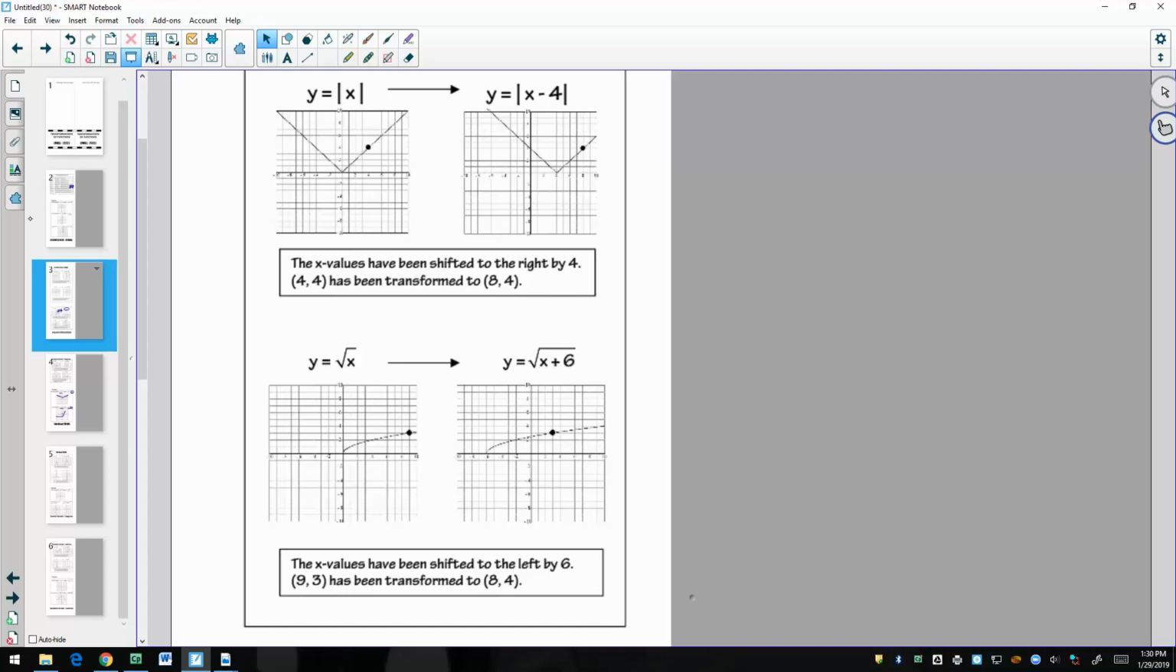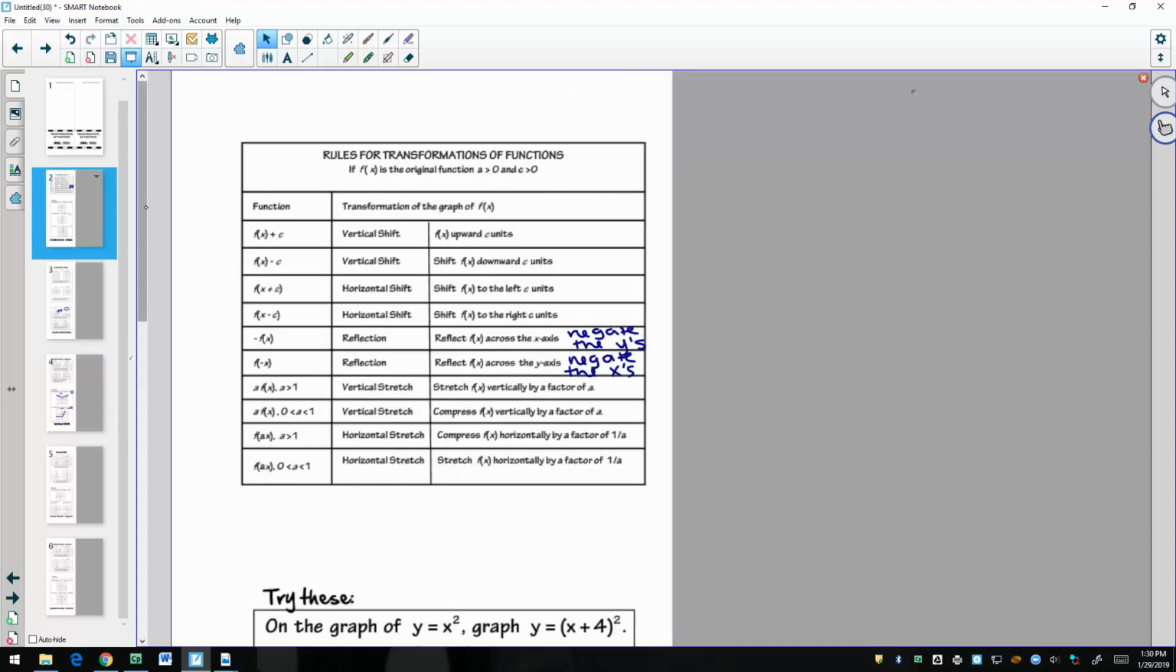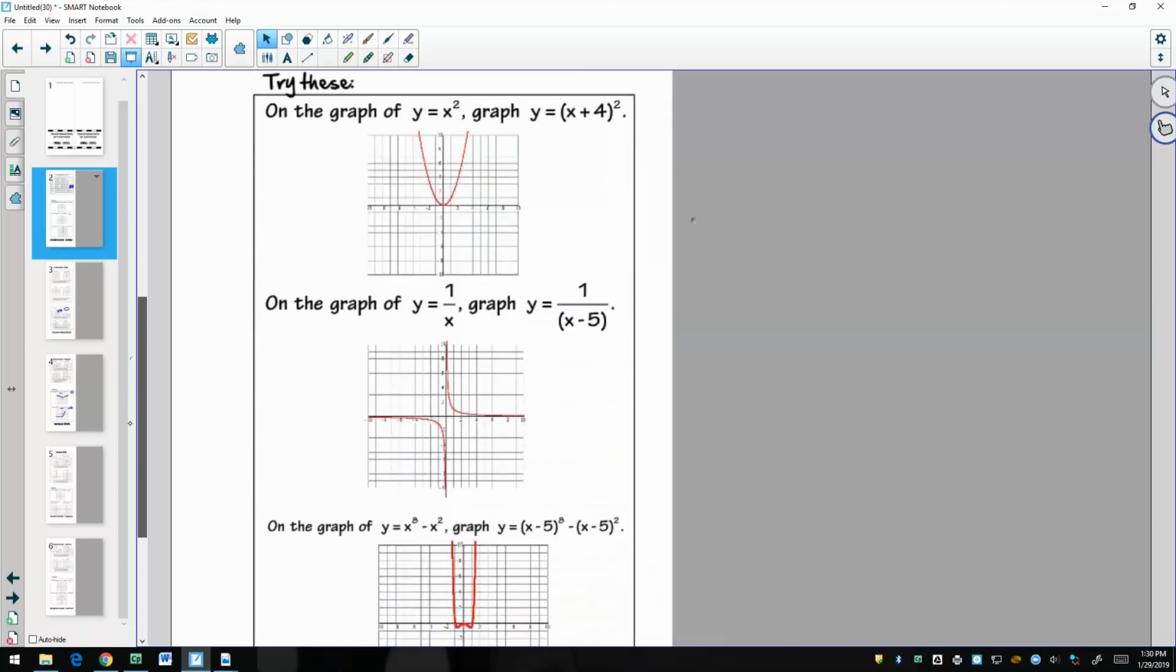So now go to the you try these. So that is down here. For this one, here's the original graph of y equals x squared, and they want us to graph this function, which is taking your x squared, but you're adding in a 4 with the x. Remember, you would think a plus 4 would move right 4 because that's the positive direction horizontally, but you're actually going to move left 4. So you're going to take a few points and move them left 1, 2, 3. So the vertex would go there.